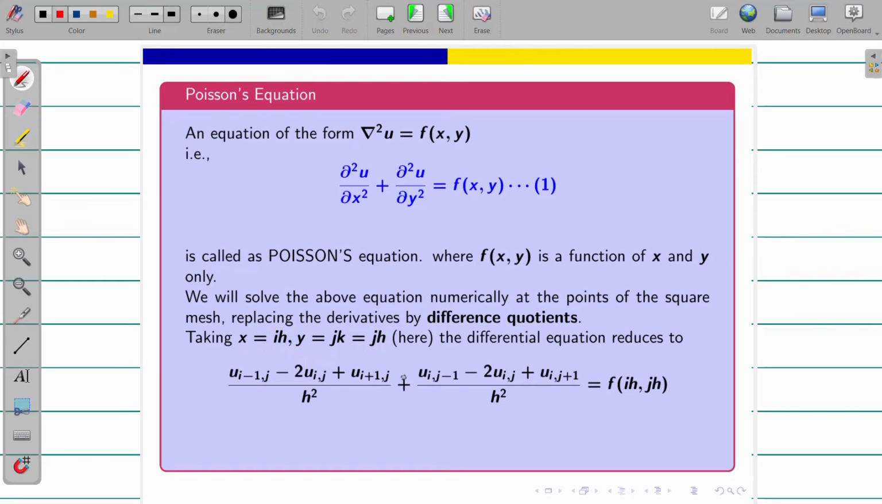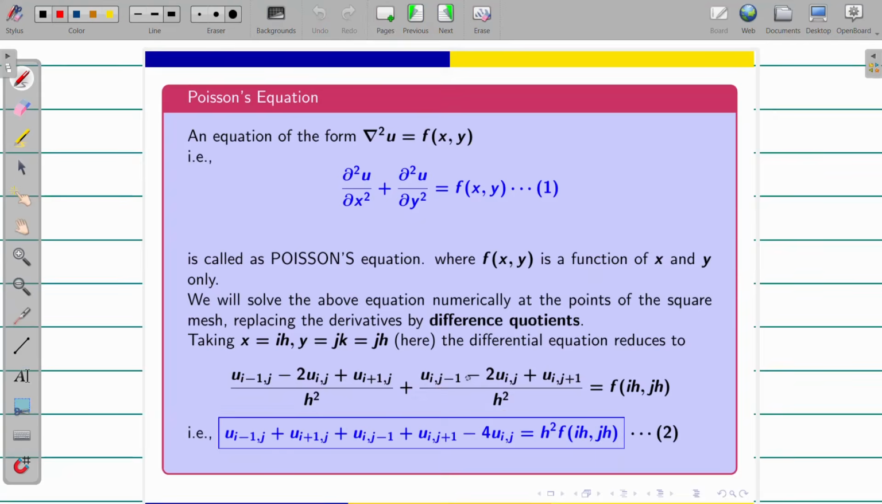Then the differential equation becomes: for the second derivative of u with respect to x, this formula, and for the second derivative of u with respect to y, this formula. Here h square is common, so take it to the right hand side. Then adding the left hand side terms, you will get u i minus 1 j plus u i plus 1 j plus u i comma j minus 1 plus u i comma j plus 1 minus 4 u ij, because of the minus 2 u ij in each. This is equal to the right hand side, h square into f of ih comma jh. This is the formula to get the solution for the Poisson equation.